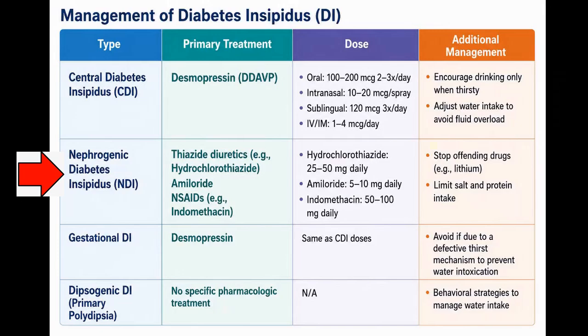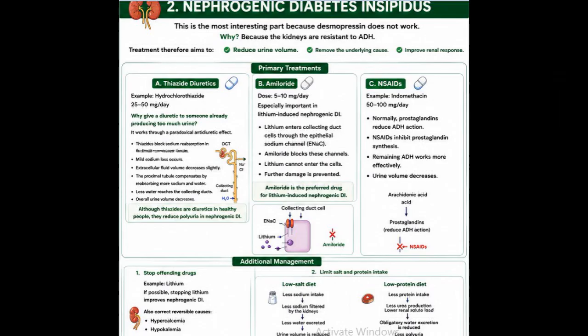2. Nephrogenic diabetes insipidus. This is the most interesting part because desmopressin does not work. Why? Because the kidneys are resistant to ADH. Treatment therefore aims to reduce urine volume, remove the underlying cause, and improve renal response. Primary treatments. A. Thiazide diuretics.